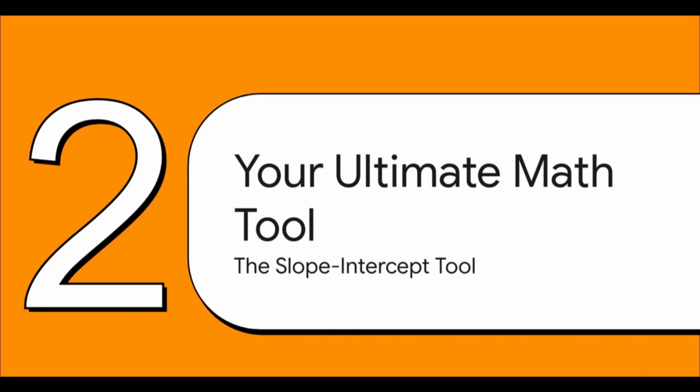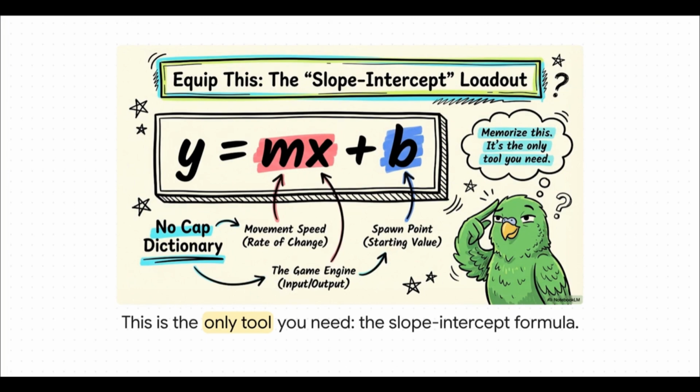Okay, so every speedrunner needs that one special tool, right? That essential piece of gear that gets you through the entire game. And for linear functions, believe me, there is one tool to rule them all. And here it is, y equals mx plus b. This little formula right here is your ultimate weapon, seriously. Once you understand what this means, you've basically unlocked the entire level. It's the key to graphing, to solving word problems, pretty much everything. So let's break it down.